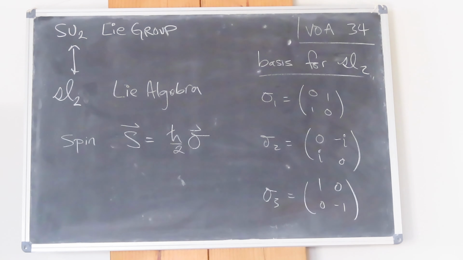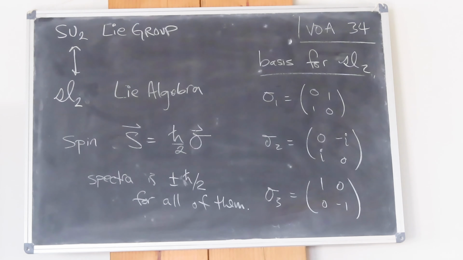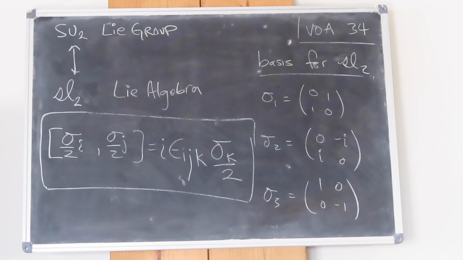The vector of spin operators S is given by h bar over 2 times these sigma matrices. And note the purposeful confusion of the physical 3-dimensional vector space with the Lie algebra of vector components. This technical confusion begets a long story of intellectual confusion, a story definitely worth telling, but for our purposes here, we'll just focus on the math. Note that the eigenvalues of all these matrices are the same, so the eigenvalues of all 3 components of the vector operator S are plus or minus h bar over 2. The components of these vectors satisfy a Lie bracket, where epsilon ijk represents the totally antisymmetric object with 3 indices.